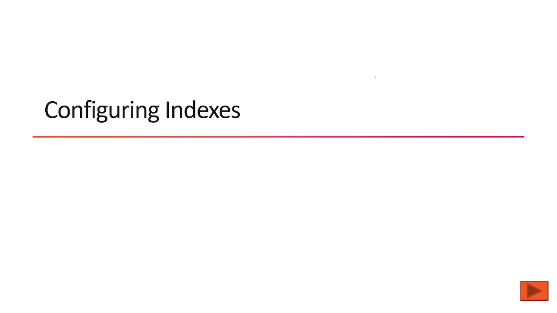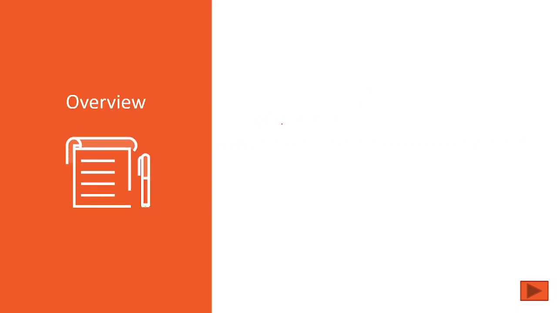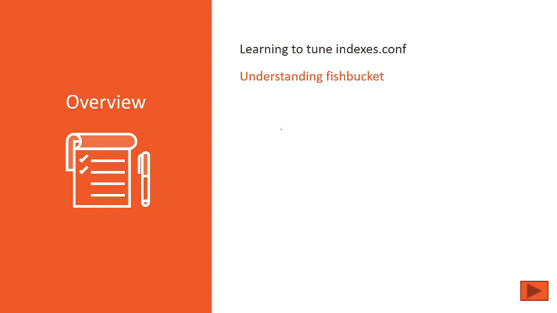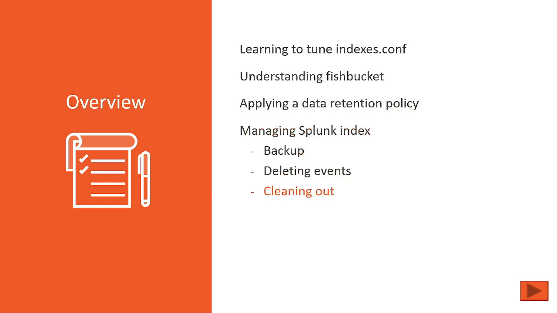Hello all. In this section we are going to look at configuring indexes. So let's get started. In the overview, I will show you the utility of the indexes.conf file. We will also try to understand the fish bucket, and apply a data retention policy, again using the indexes.conf file. Then I will show you some management related functions with respect to the Splunk index, for example how to take backups, deleting events, cleaning out, and things of that nature. We will also explore the monitoring console in a bit.